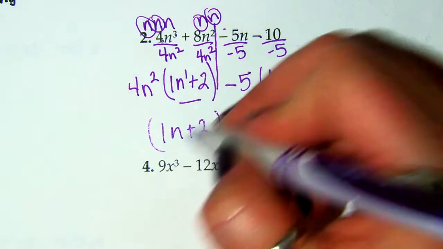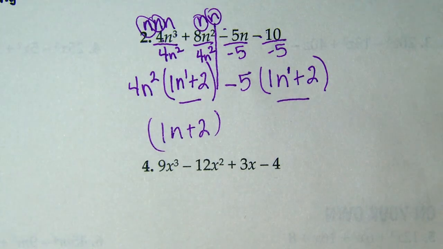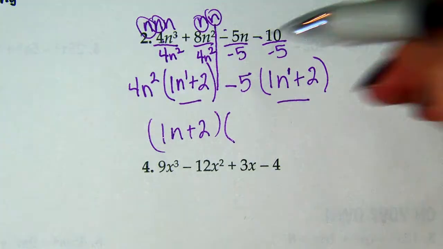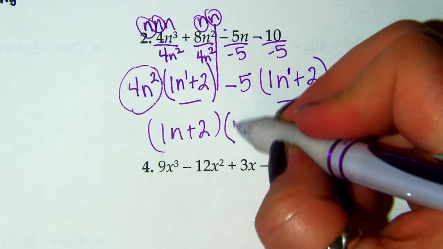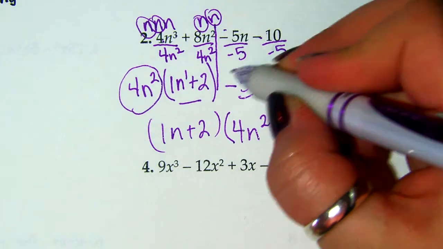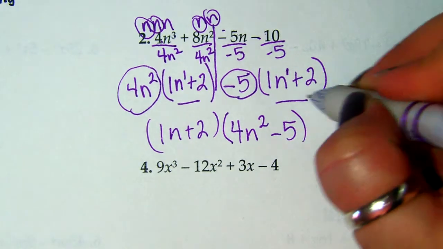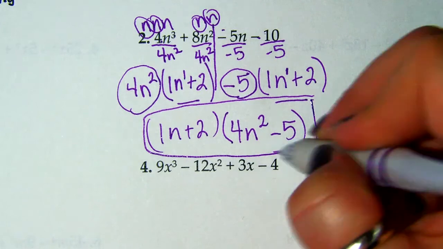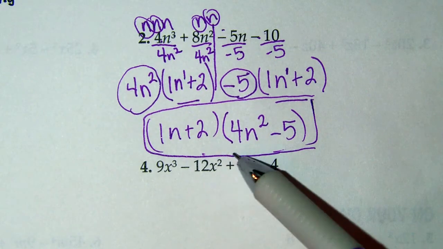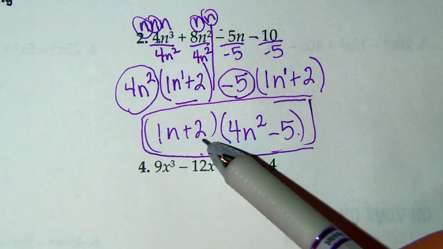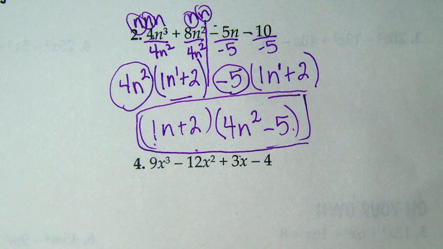So that one that matches is 1 parenthesis. The other one is this. So 4n squared and this, minus 5. The order that you write these two sets of parentheses does not matter. I could have put this first and then that one, as long as you have both sets.